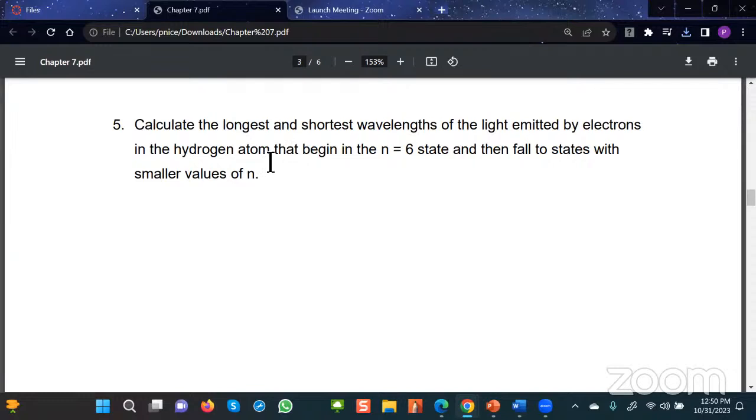So this question says, calculate the longest and shortest wavelengths of light emitted by electrons in the hydrogen atom that begin in the n equals 6 state and then fall to states with smaller values of n, all right? So basically, we're assuming that the electron is starting from the n equals 6 orbit, all right? And it's falling to lower orbits, right? So let me just draw a little diagram here just to illustrate what we're talking about.